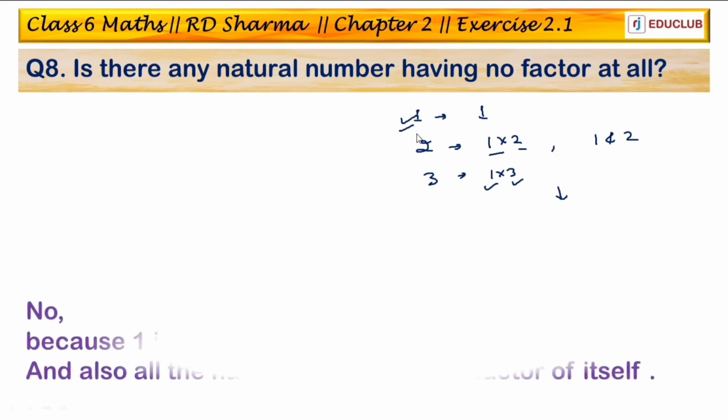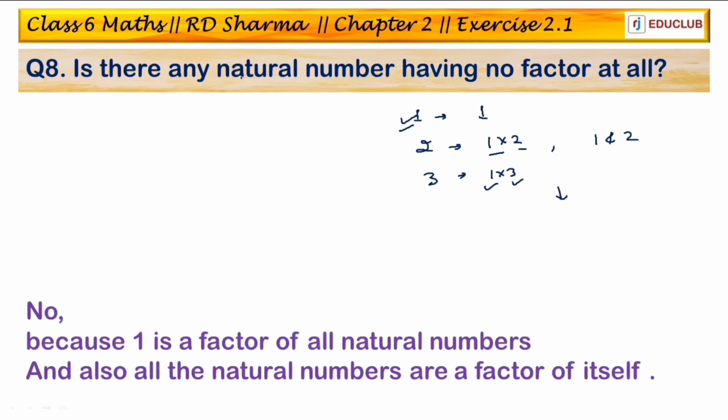So the question is, is there any natural number having no factor at all? It means no. All natural numbers have factors, because 1 is a factor of all natural numbers, and all natural numbers are also a factor of themselves. 2 is a factor of itself, 3 is a factor of itself, any number is a factor of itself. So 1 is a factor and that number is a factor. And 1 has only one factor, that is 1 itself.